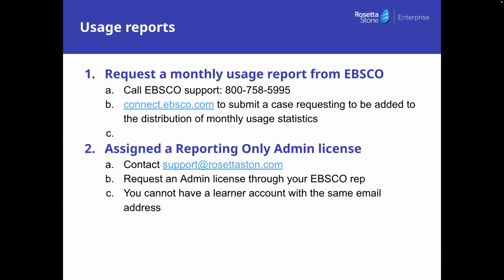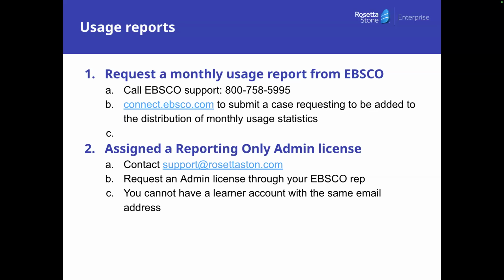So if you wanted to keep track of usage on a monthly basis, the easiest way to do this is just request a monthly usage report from EBSCO. And our Rosetta Stone team supplies these reports to EBSCO every month. And then you can be added to the distribution of those reports or that statistical information by either calling the EBSCO support or submitting a case on their support website. If you're submitting a case, it's just connect.ebsco.com, and you can request to be added to the distribution of monthly usage statistics for Rosetta Stone. So that's the easiest way, because then once you've requested it and you have it set up, you'll just receive that monthly usage report and then you can check the numbers.